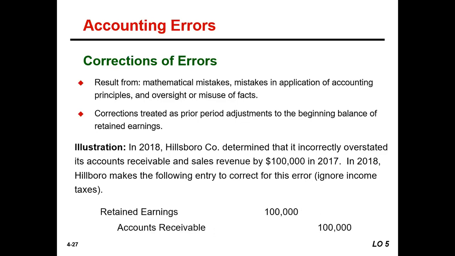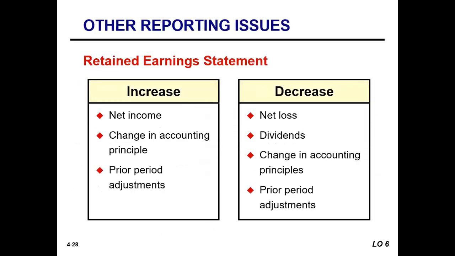And we see that here, a debit to retained earnings. Because remember, when we earn net income and transfer that net income to retained earnings, we credit retained earnings. So when we're reducing retained earnings, we're debiting retained earnings and crediting accounts receivable to get both of those back to where they should be.